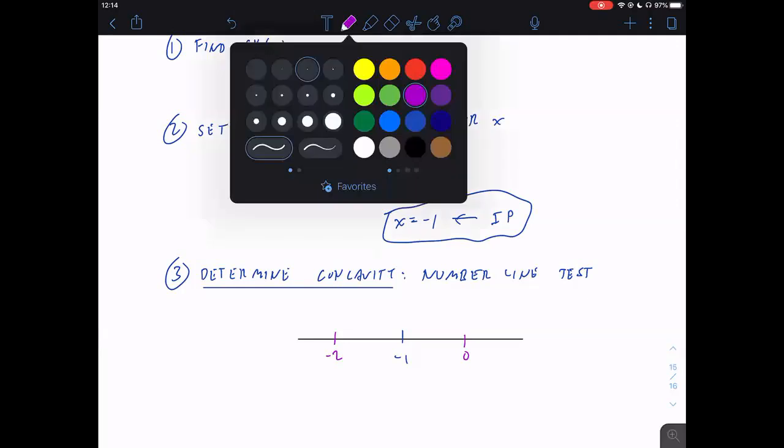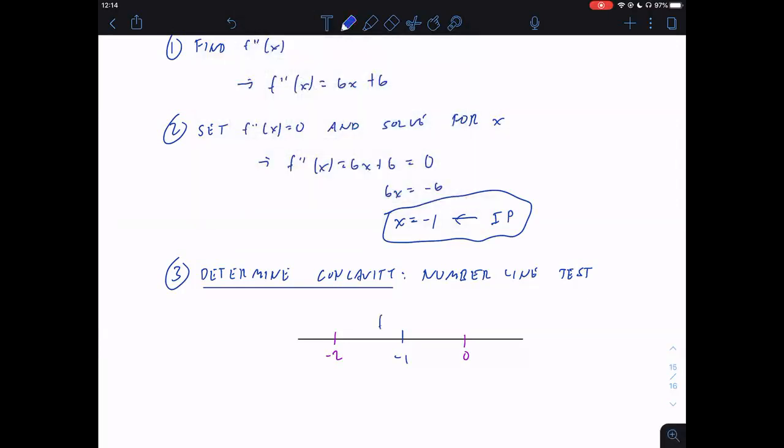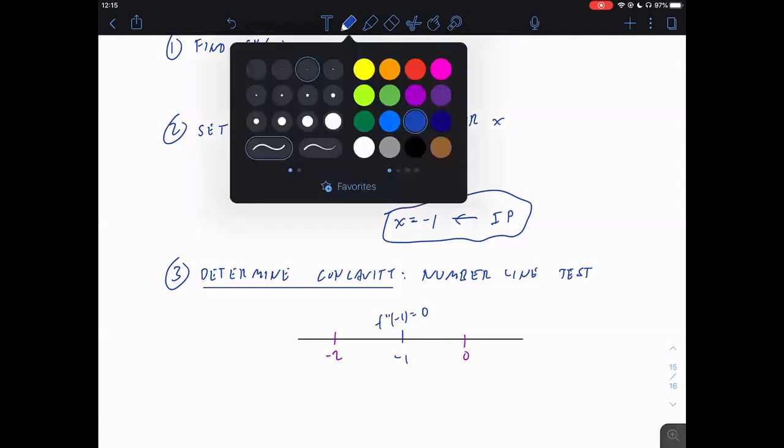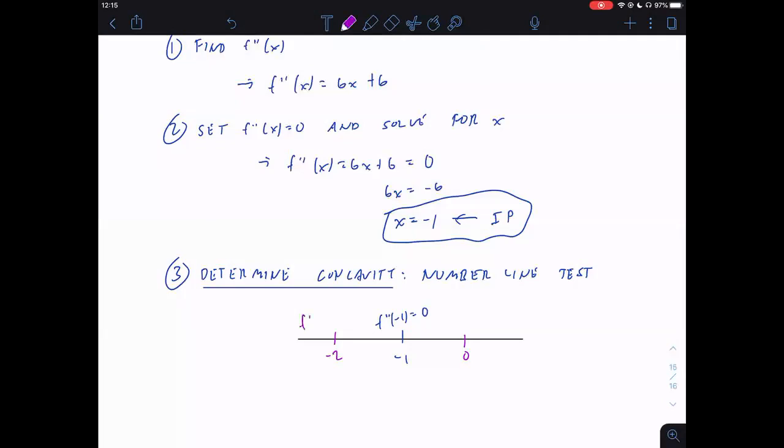Now, if we plug in negative 1 into the second derivative, well, since this was a 0 that we saw from the second derivative, then if we plug in negative 1 back into the second derivative, it's going to give us 0. Okay, so let's take these test points and plug them into the second derivative.